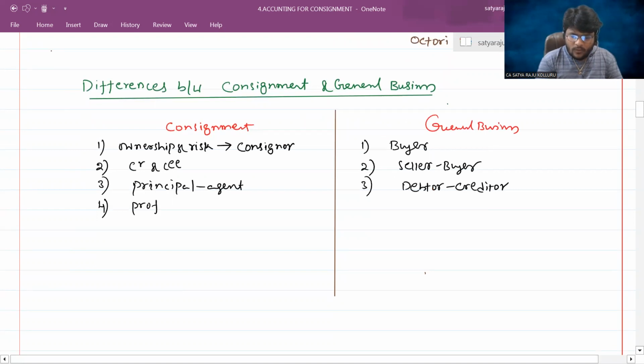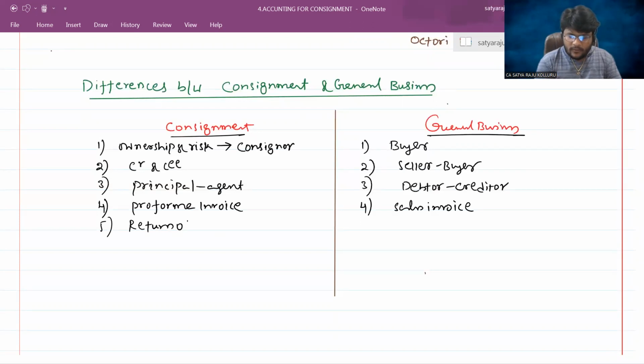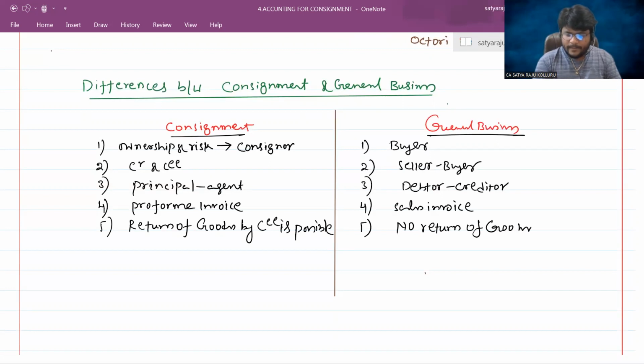Next, here pro forma invoice is prepared by consignor at the time of sending goods to the consignee. Here sales invoice is generated by the seller. Okay. Next, return of goods by consignee is possible. Generally, there is no return of goods. But if they agreed, they can return.